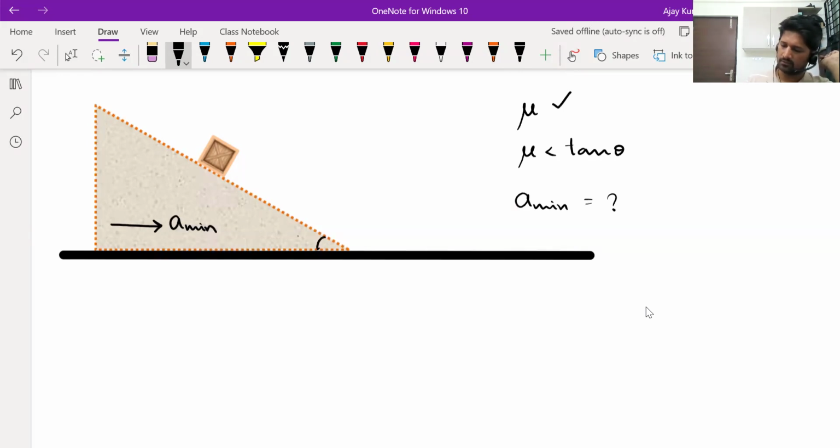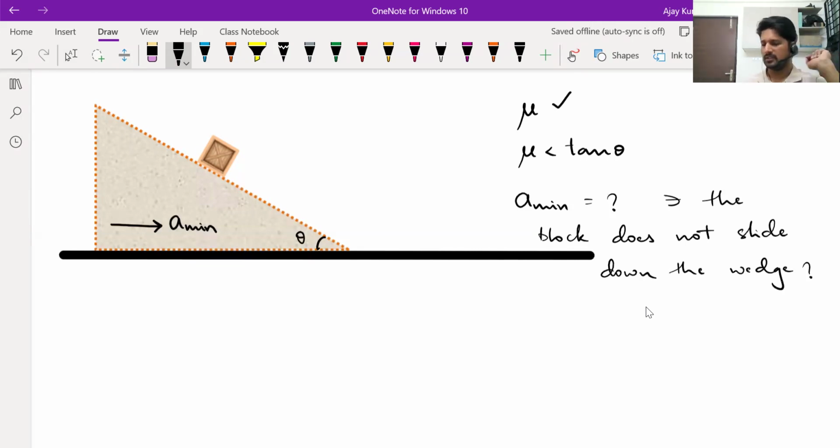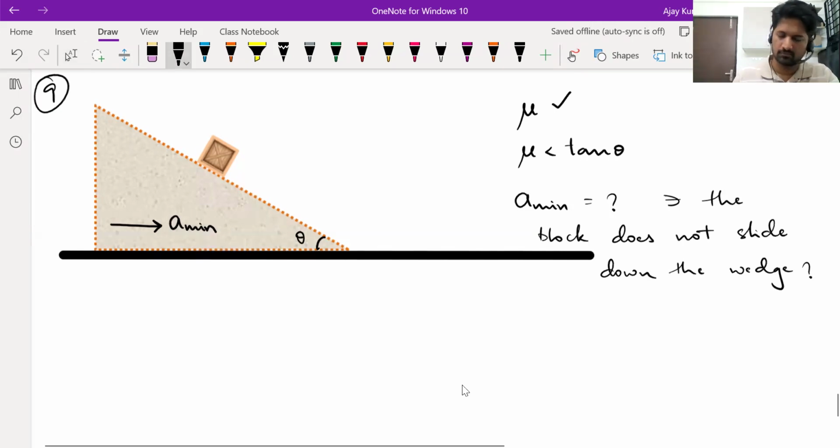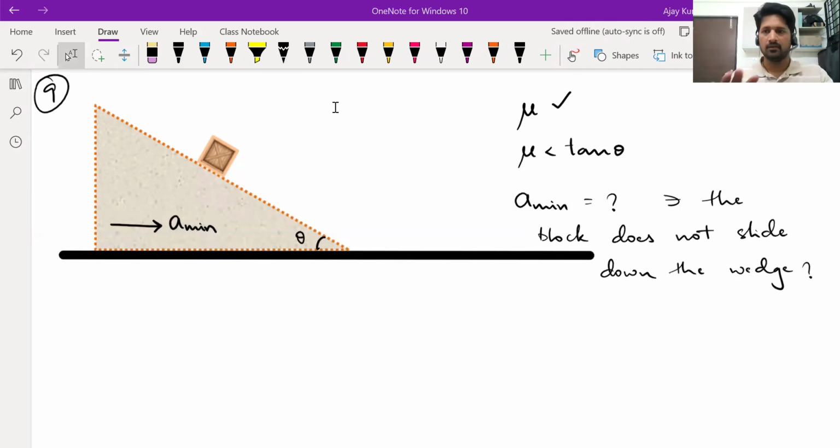Angle theta is given to you. Friction coefficient is given to you. What is the minimum acceleration such that the block does not slide down the wedge? Try this, all of you. I'll give you 5 minutes to solve. If you have any doubts, you can ask.